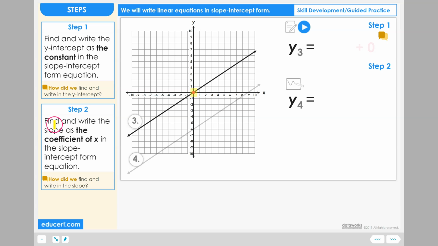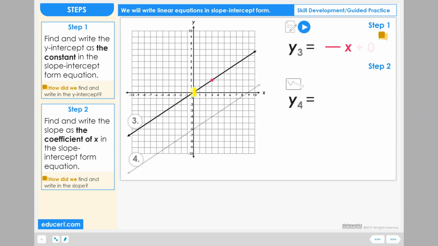Step 2. Find and write the slope as the coefficient of x in the slope-intercept form equation. For our x term, we need a fraction that describes the slope from one point to another. To find another point, we go right on our graph until we get to the next easy-to-read integer ordered pair, and that occurs here at +3, +2, and we can now describe the slope movement from the point on the left to the point on the right.